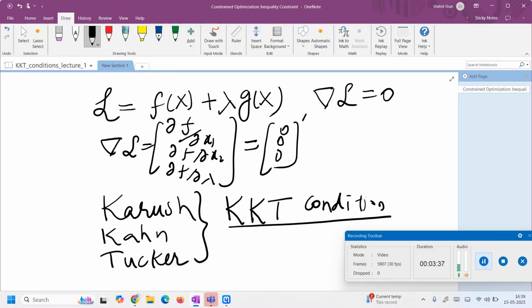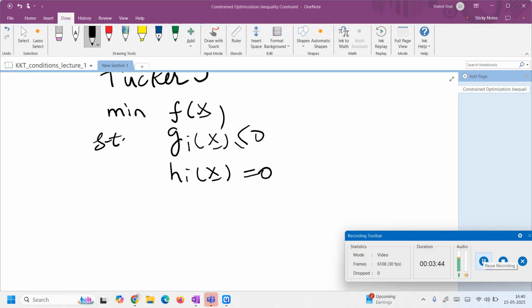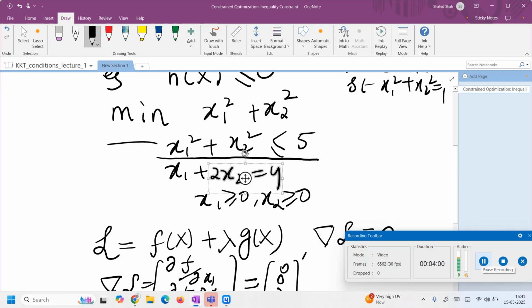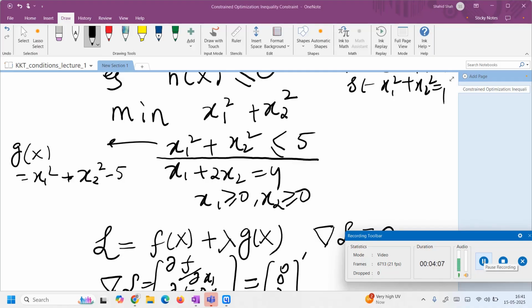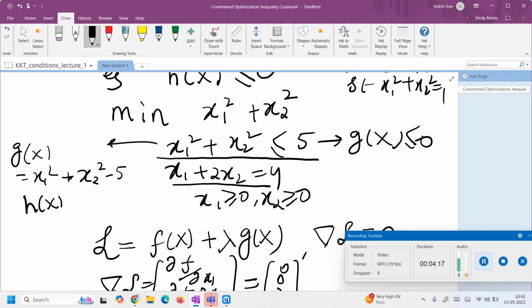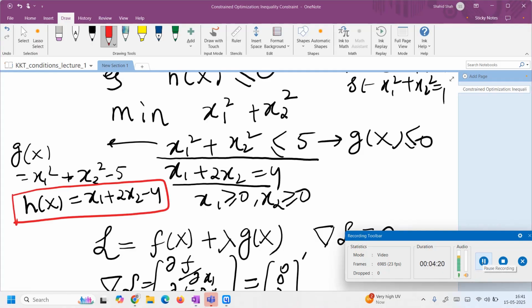And what is that solution? We will not do any proof, but we will just state it in very simple terms. Before that, I have restated the optimization problem. So we have to minimize some function, and let g now denote the inequality constraint, which I will explain with the help of an example, and h denote the equality constraint. In the context of our problem, g of x you can define as x1 square plus x2 square minus 5, and then this constraint is equivalent to g of x less than or equal to 0. The equality constraint you can write as h of x equals x1 plus 2x2 minus 4, and hence you can write it as h of x equal to 0.